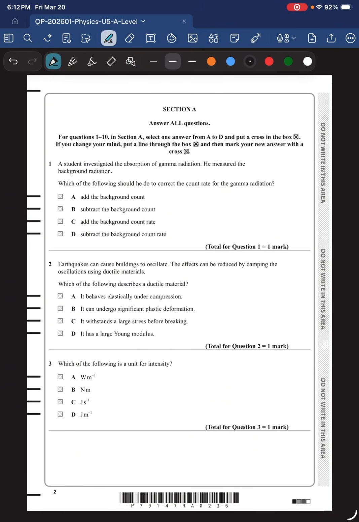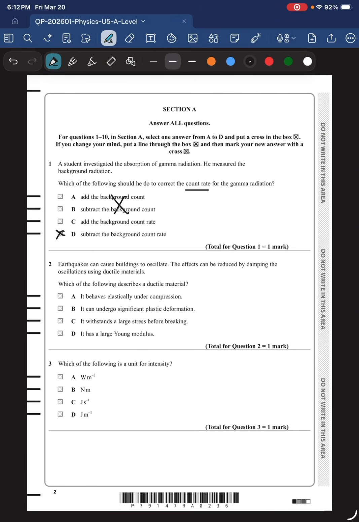Anyway, question 1. A student investigated the absorption of gamma radiation. He measured the background radiation. Which of the following should he do to correct the count rate for the gamma radiation? So the count rate, okay, that's important. The first two options talk about the background count, so those are immediately wrong. Then option C says add the background count rate. That doesn't make any sense. So we have to subtract the background count rate.